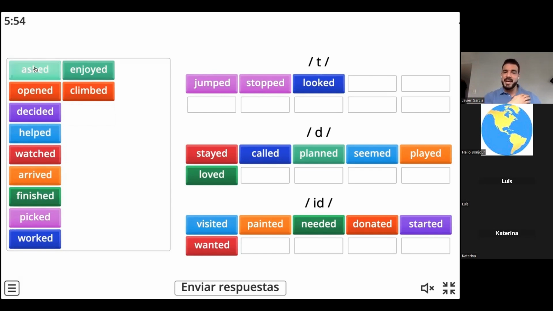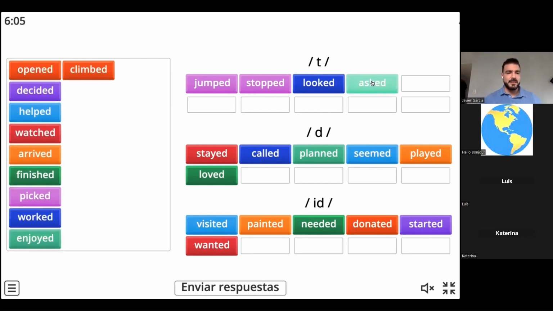Like this one, right? It also has a K, right? This one has a K as well. Asked. Correct? Asked. Yes. Asked. Good. Now here it has an N. It doesn't follow the rules of the other two. Opened.